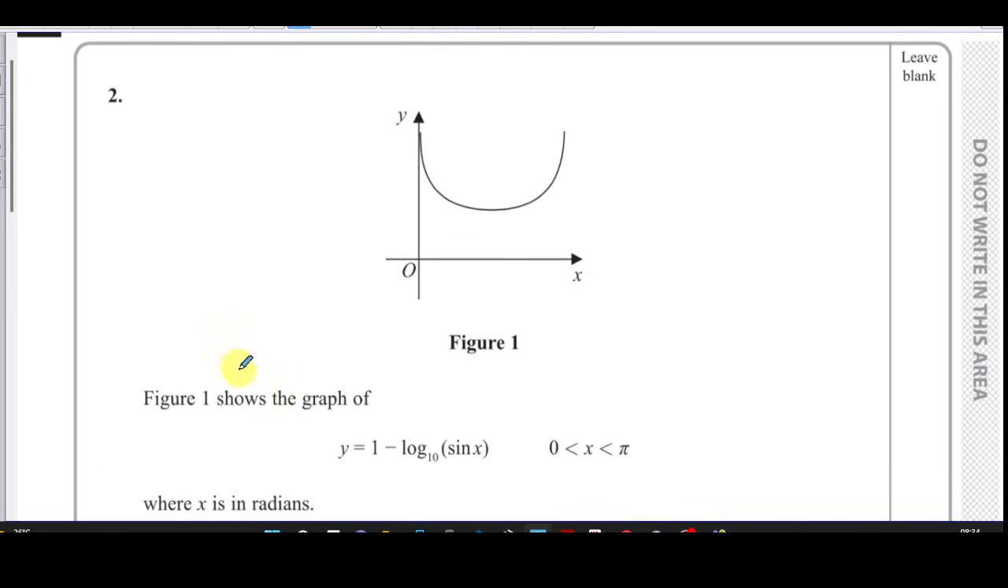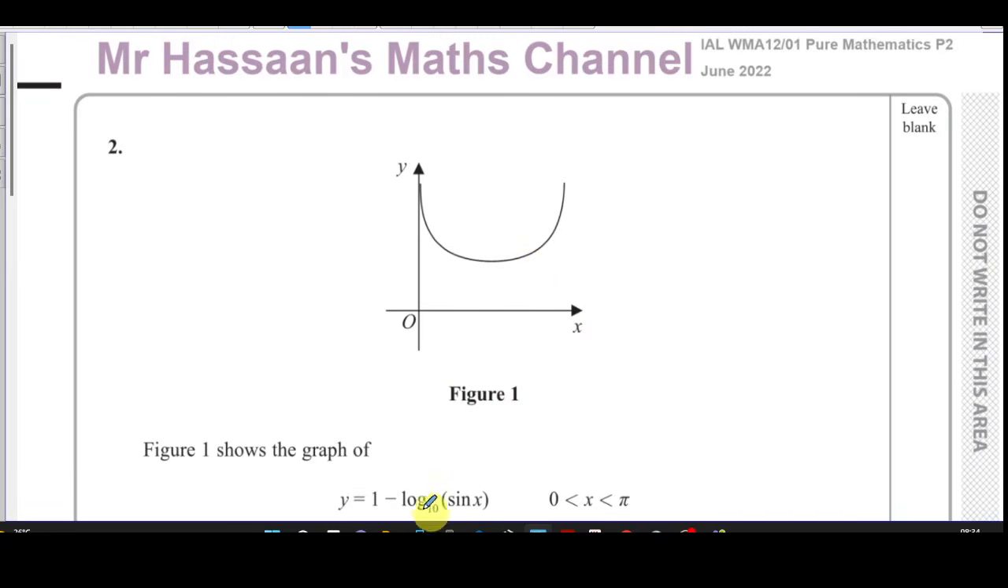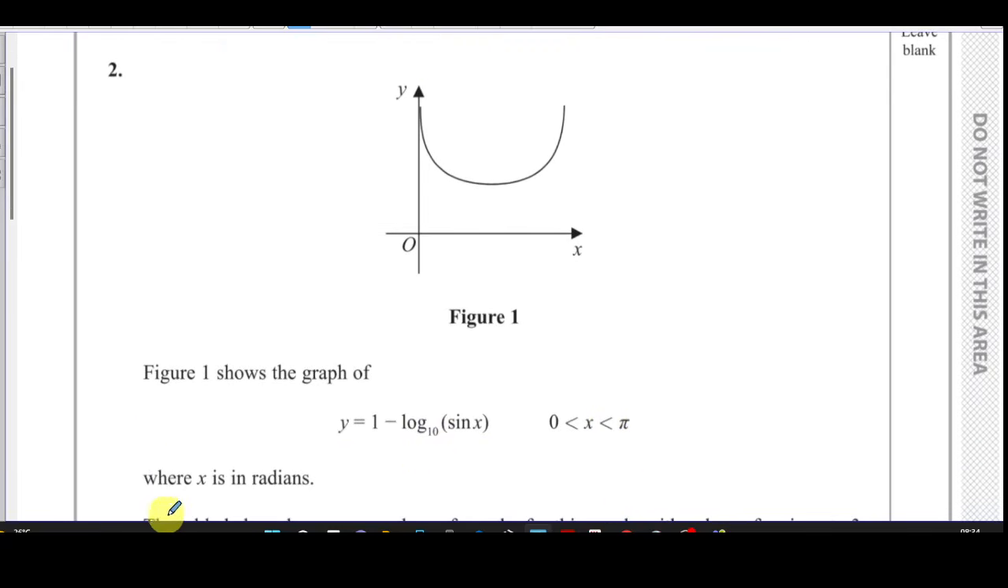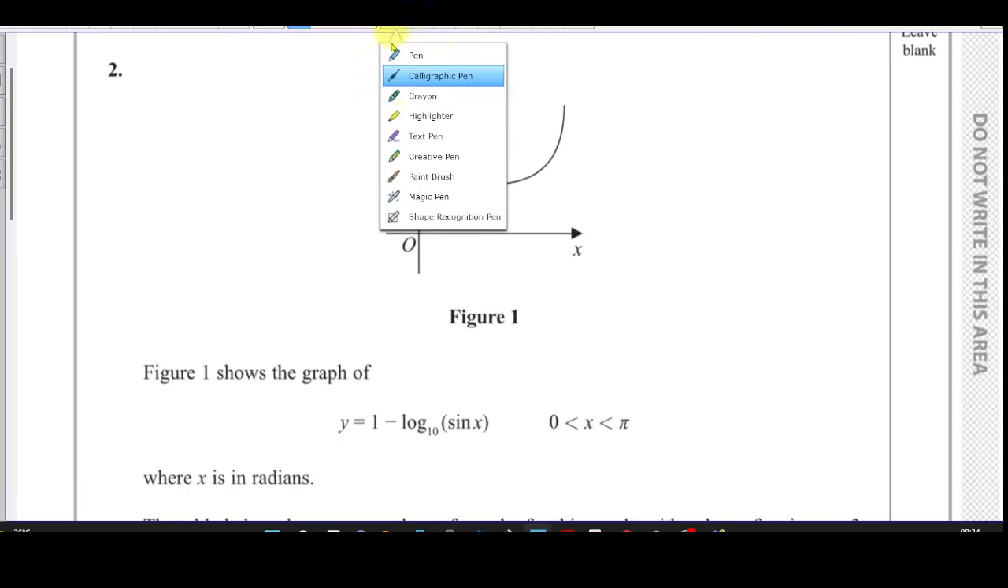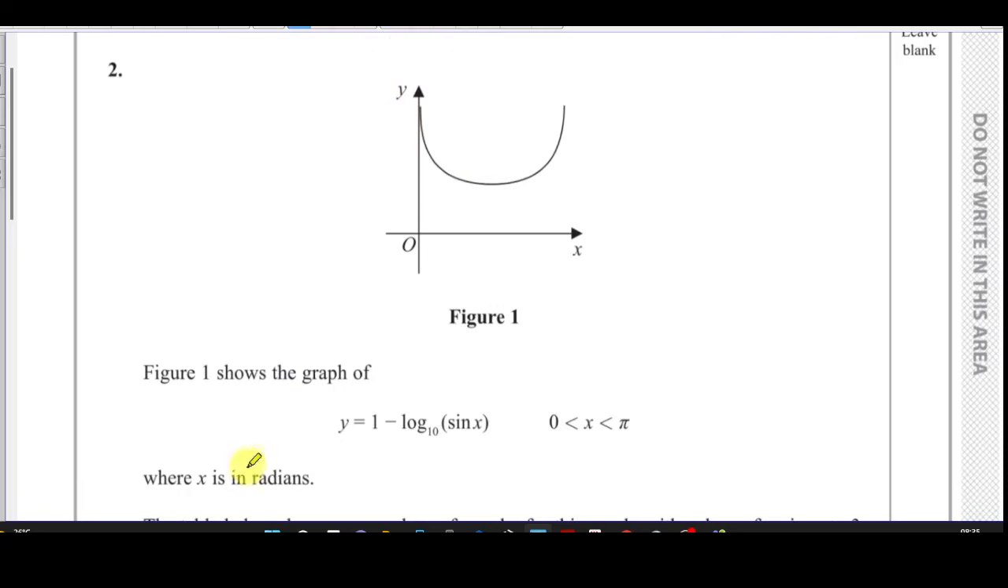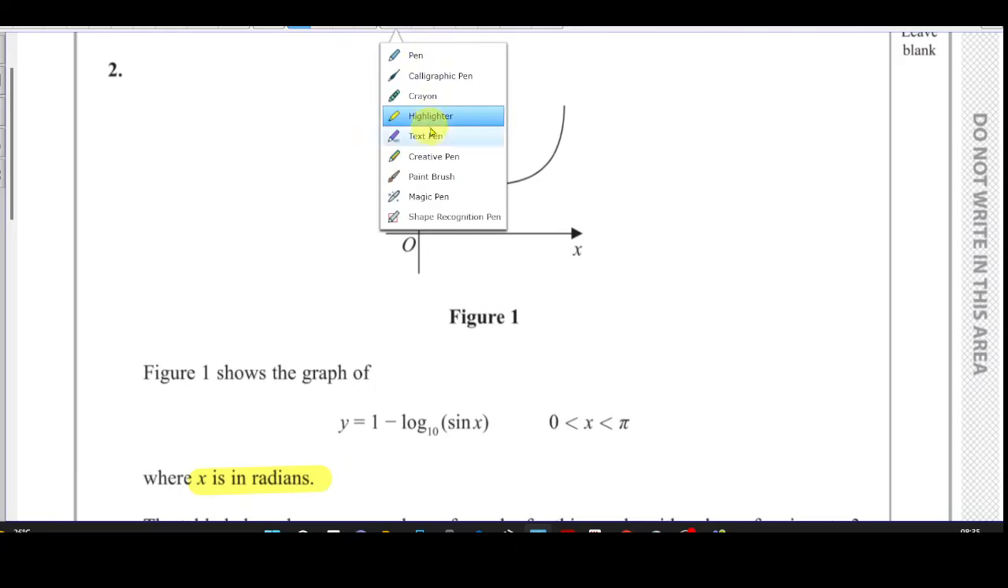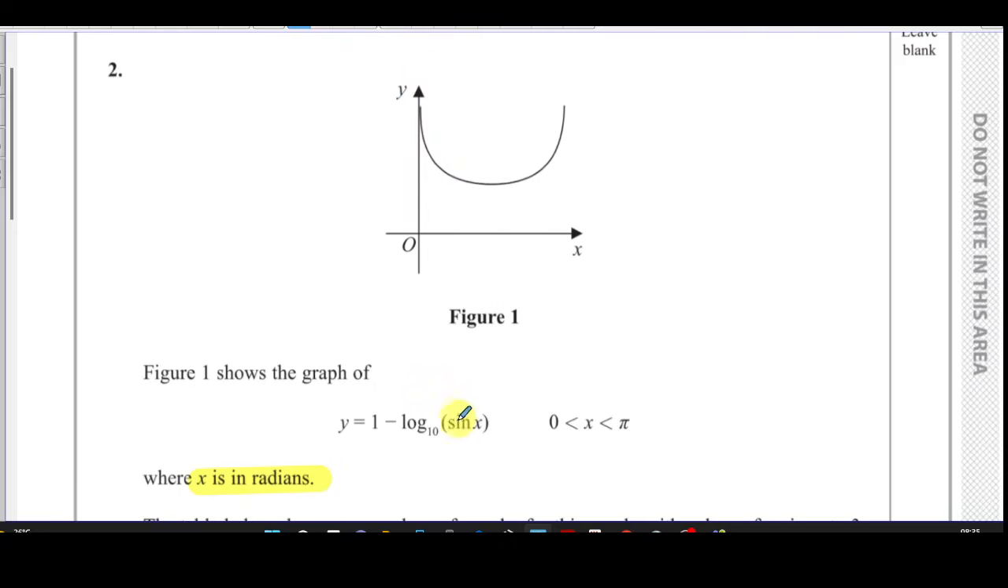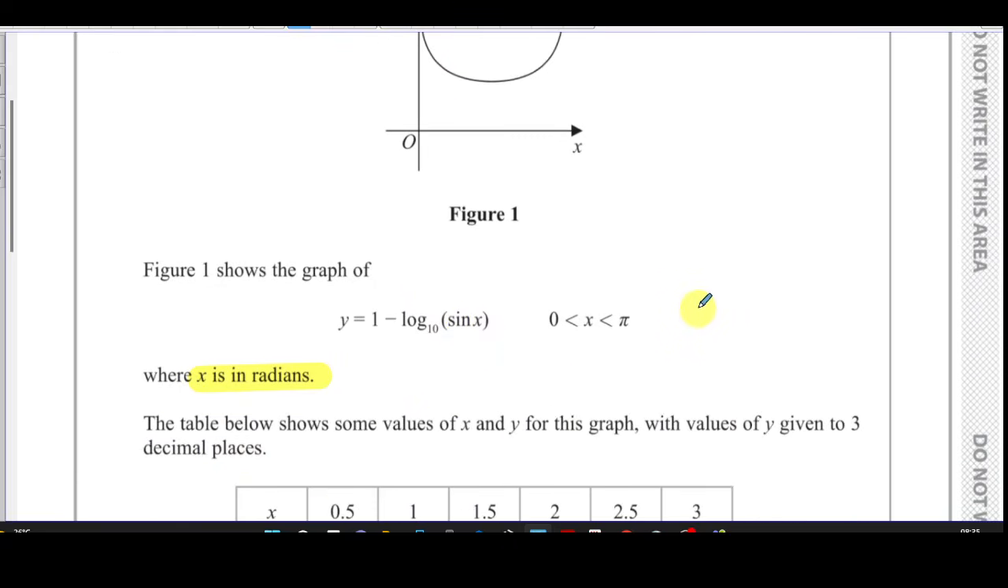They've told us that figure 1 shows a graph of y equals 1 minus log to the base 10 of sine x, where x is between 0 and pi. So here we have to take care, because you can see that the angle is in radians, as they also tell us over here. That's very important, and that's a place where potentially people can really mess up. Make sure that we use radian mode in our calculator, because we're using trig ratios here.